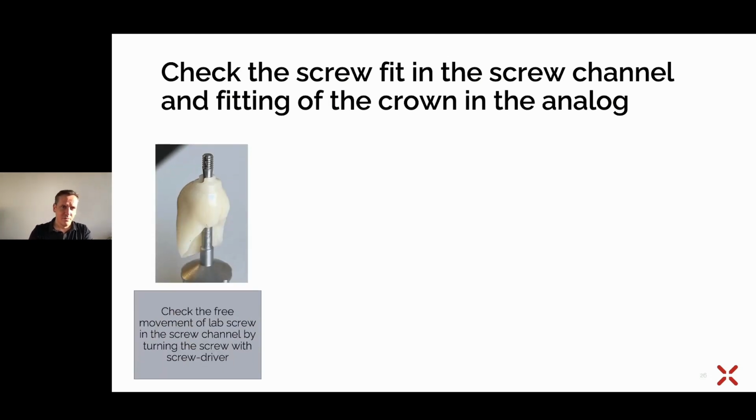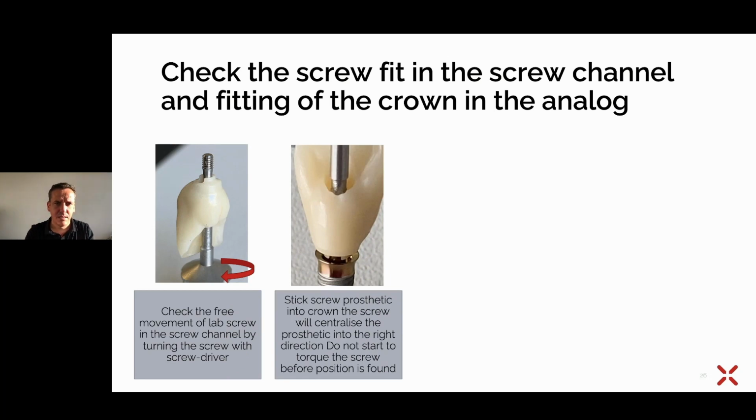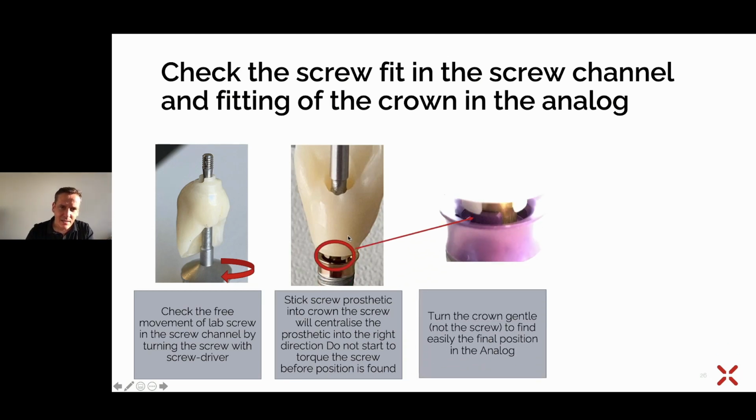So when you are working further than only milling, after you controlled everything, just use the lab screws and check the fit. You can turn the screwdriver, the lab screws in here, and just feel the free movement of the matrix prosthetic. This is an important part. If you control on the analog, take the screw. The screw will help you to centralize the crown into the position, and then move by hand.